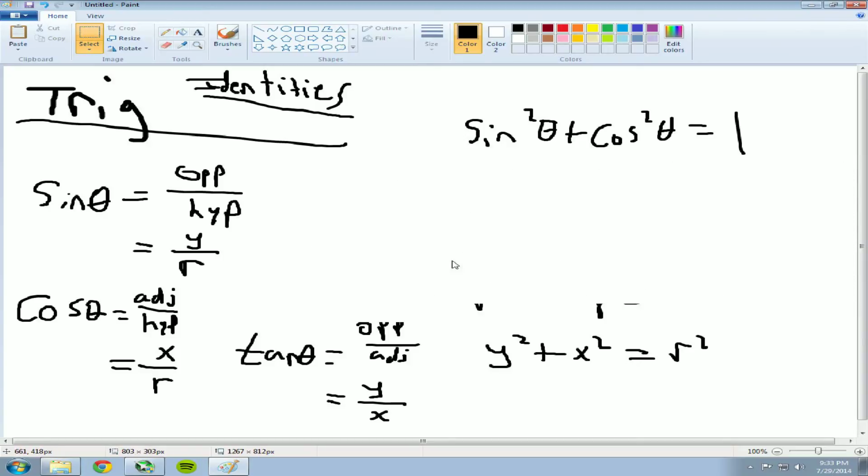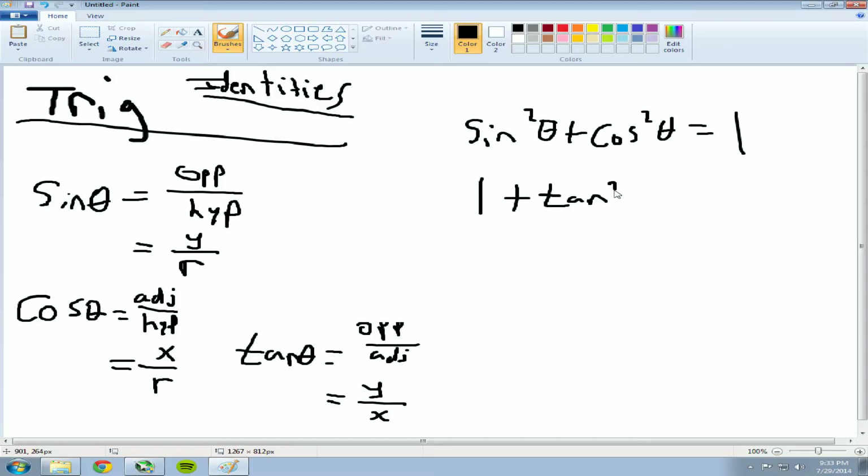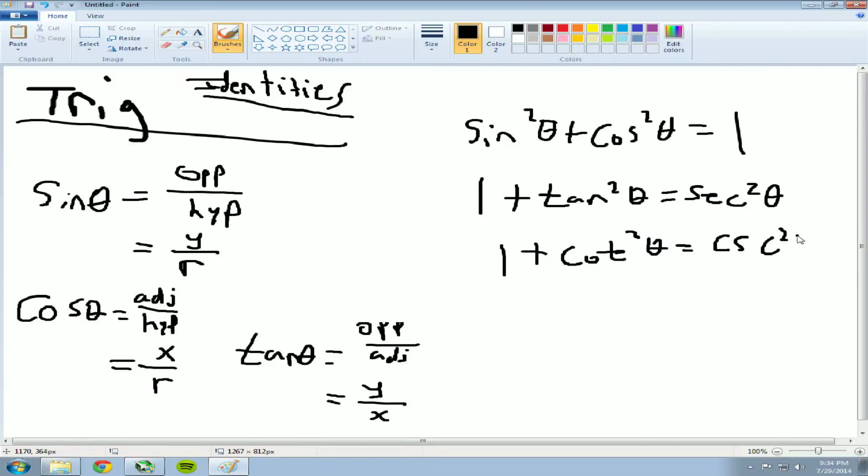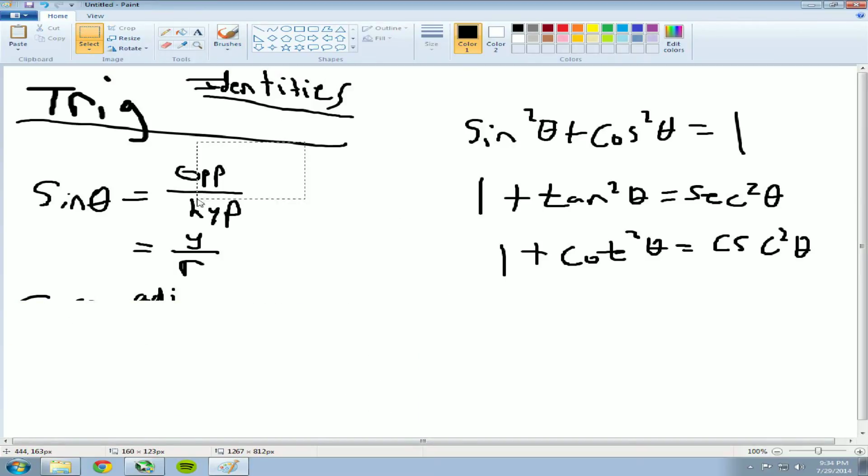So of course we have this identity. Next we have another identity that you should memorize, which is 1 plus tangent squared theta is equal to secant squared theta. Alright, so these two are the major ones that you should probably memorize. There's another one where it's 1 plus cotangent squared theta equals cosecant squared theta. But overall, these are the main ones you have to memorize.